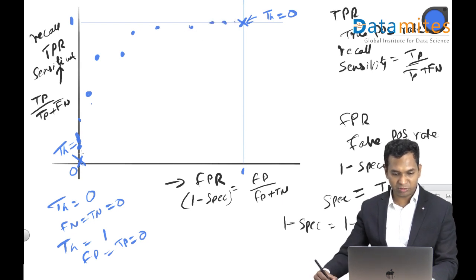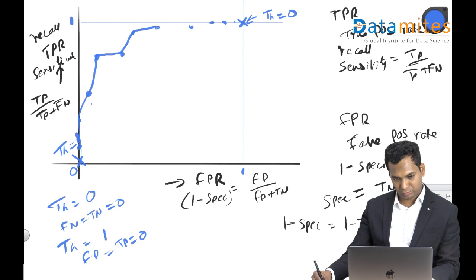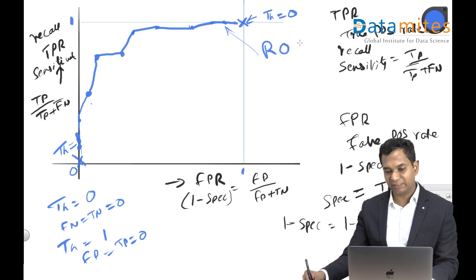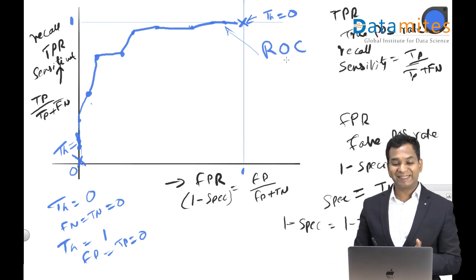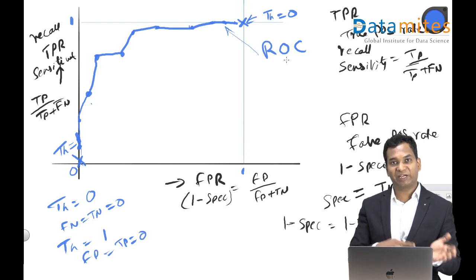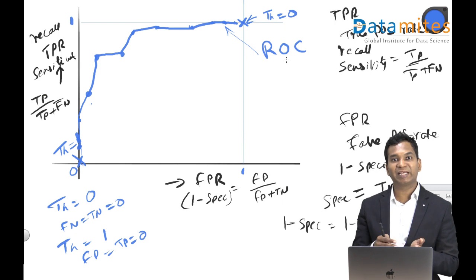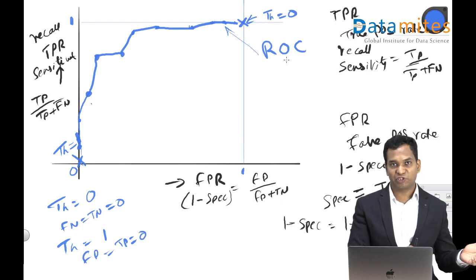Something like this. So if you join the lines, and this curve is called the receiver operating characteristics curve. And this is very important because you can visually see how the threshold is affecting your true positive rate and false positive rate, thereby affecting your false positives and false negatives, which of course impacts your recall and precision.